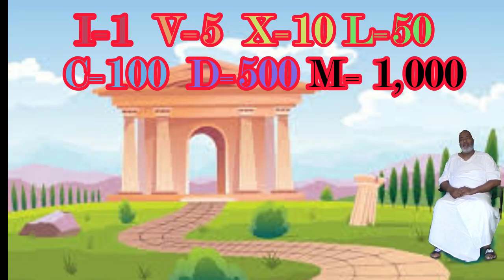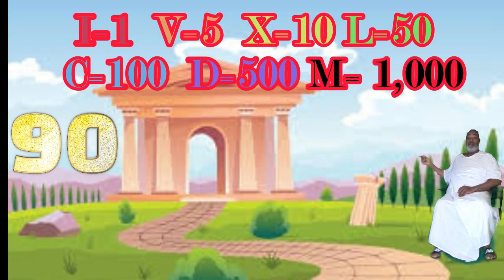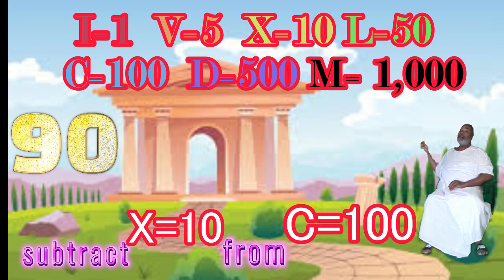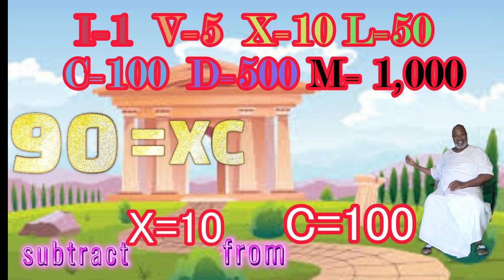Now let's look at the number 90. As you can see, the 9 is no longer in the ones place, it's in the tens place. So we're going to subtract 10 from 100. So 10 from 100 is 90. Or X from C. So we put X and C together, that's another way of saying 90.